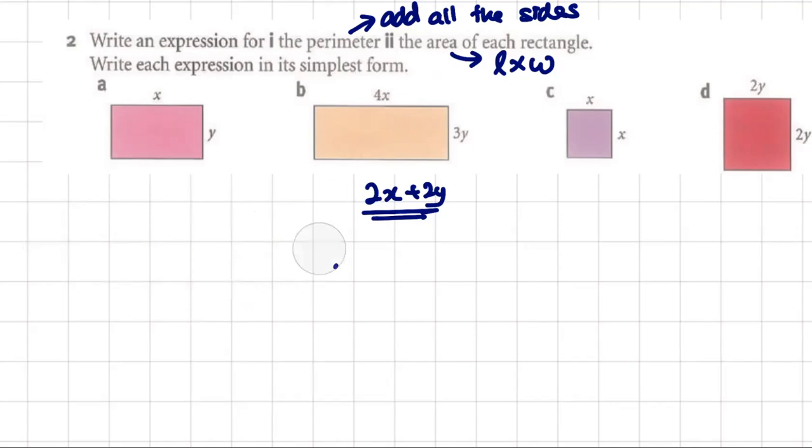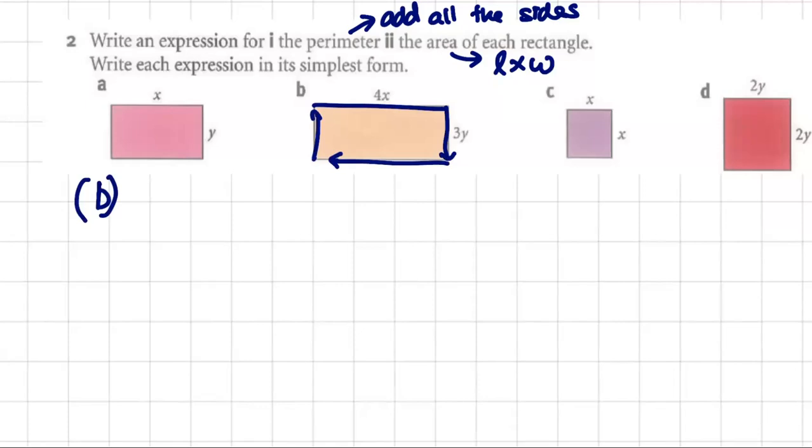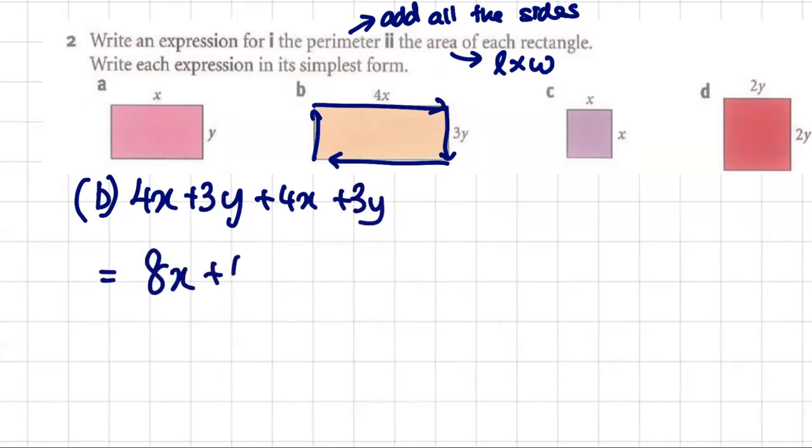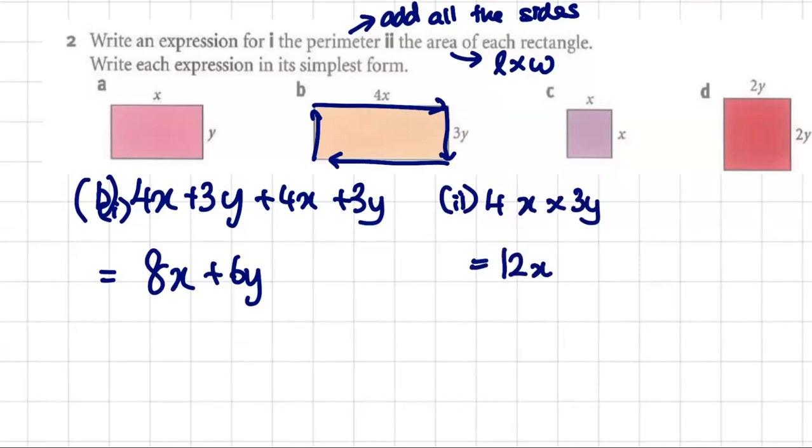Let's look at question A and question B. Perimeter, 4x plus 3y plus 4x plus 3y, which is 8x plus 6y. So this is the perimeter. Let's look at the area. 4x times 3y is 12xy. Done.